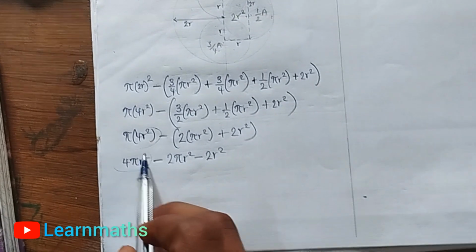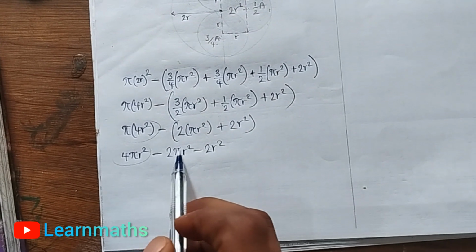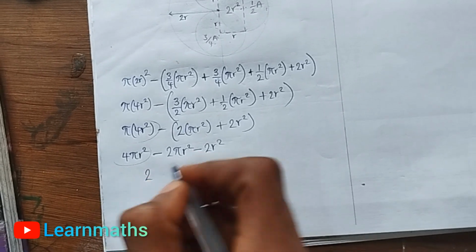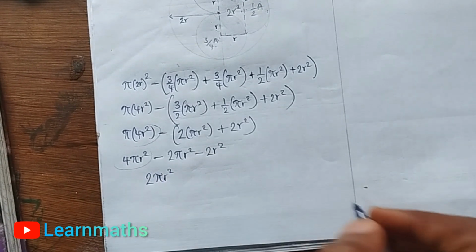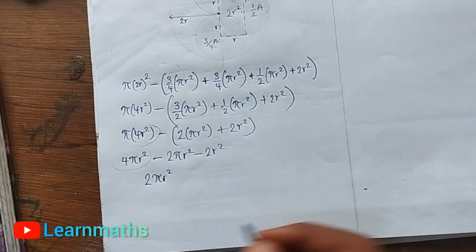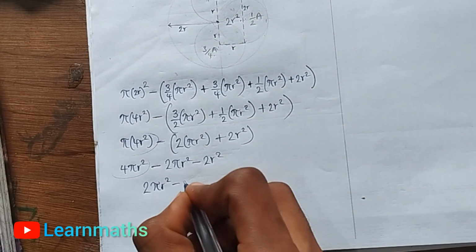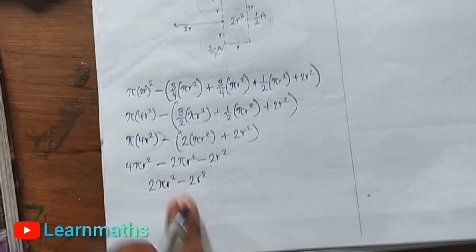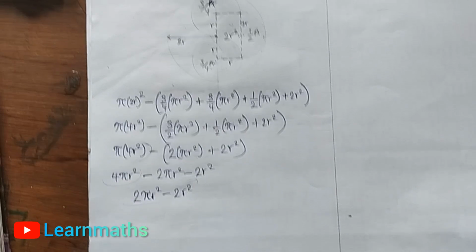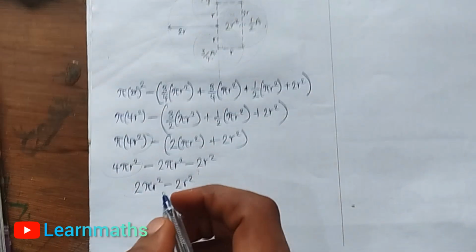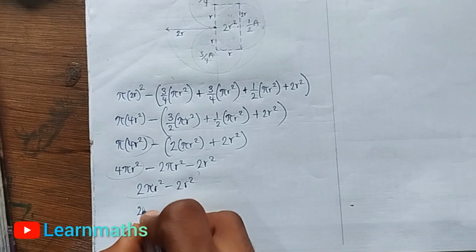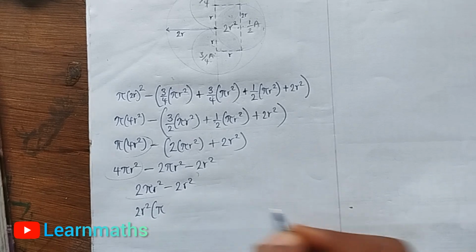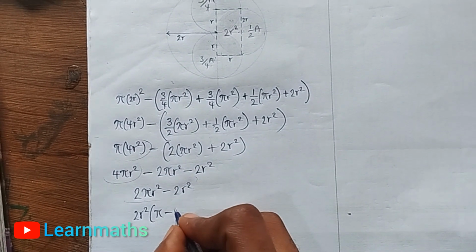Now I have 4 pi r squared here, and I have negative 2 pi r squared there. What am I going to be left with? I'm going to be left with 2 of it, right? 2 pi r squared. Well, that's 4 minus 2, that's 2 pi r squared. Then we still have our 2 r squared here. So this is the area of the white region. This is the area of the unshaded region which we are asked for in this question, right? You can actually factor out 2 r squared, and you'll be left with pi minus 1.